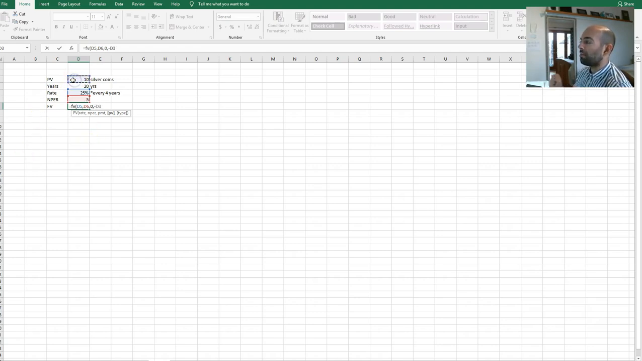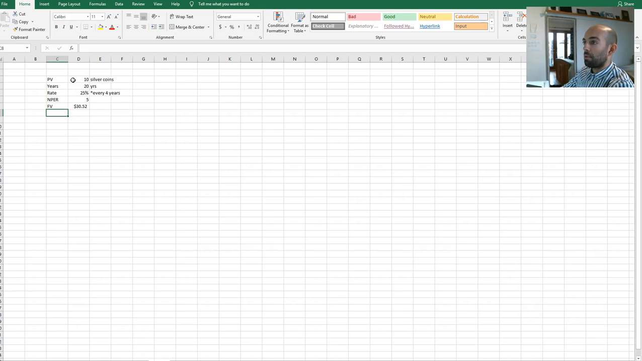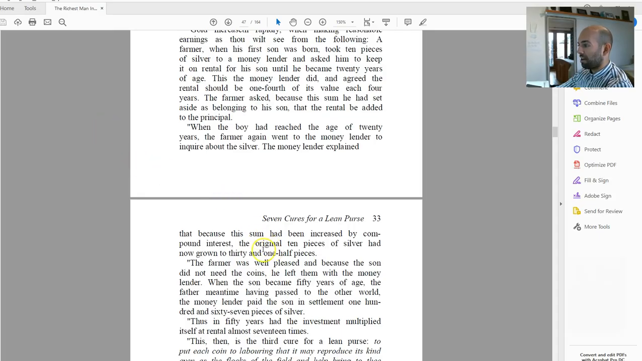Now, why is it negative? It's negative because the investor, the farmer, paid that out to the moneylender, as that was his initial investment. And now we can close the loop there and press enter, and we see 30. It's showing $30 here, but we know we started with 10 silver coins, so this and this should be the same value type, right? It doesn't matter if it's dollars, coins, euros, whatever, he started with 10, it's going to be 30.5. And we can see here 30 1/2 pieces.